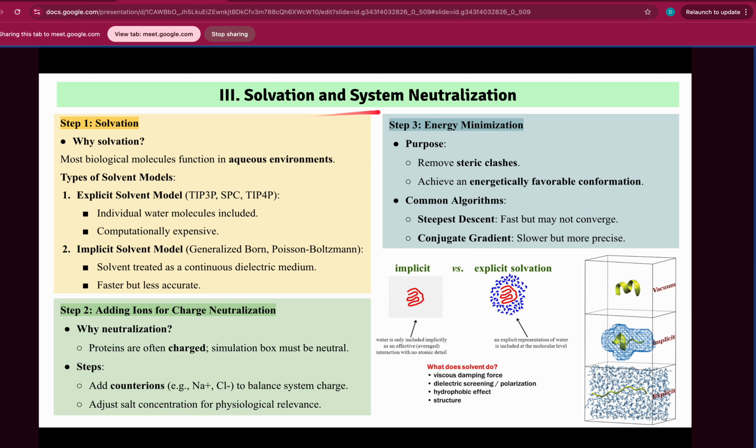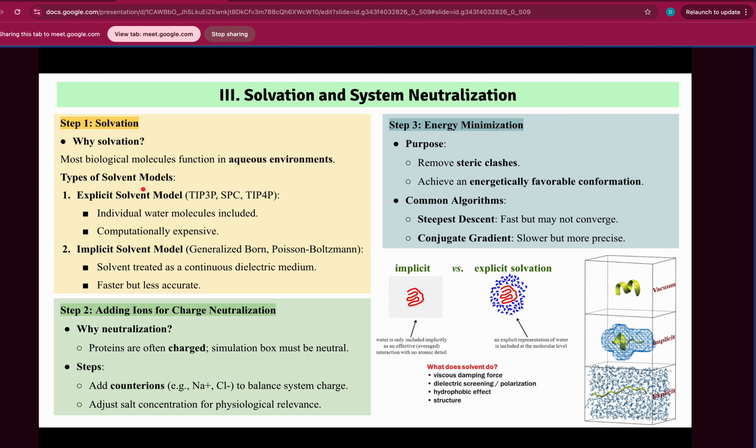Third step is solvation and system neutralization. So in solvation, firstly let's see why we perform solvation. Most biological molecules function in the aqueous environment, because in our body it's 70% water, so proteins are present in the aqueous environment. So that's why we need to perform solvation, in which we add water molecules or solvent with our protein.